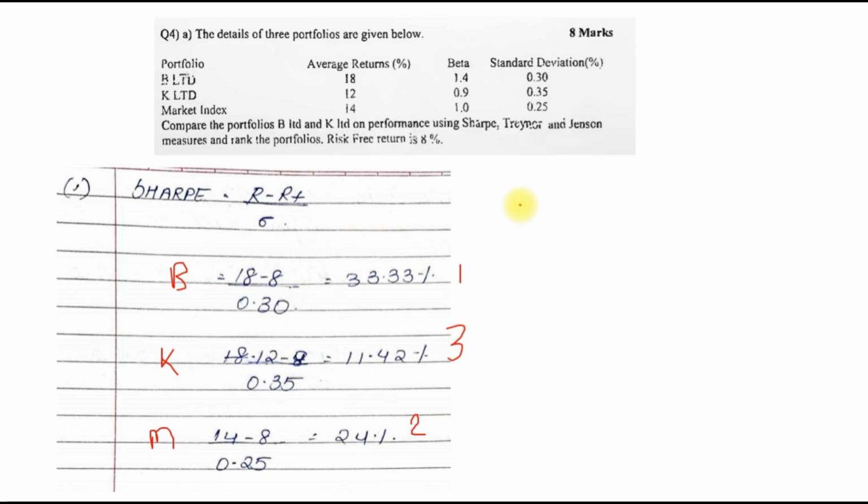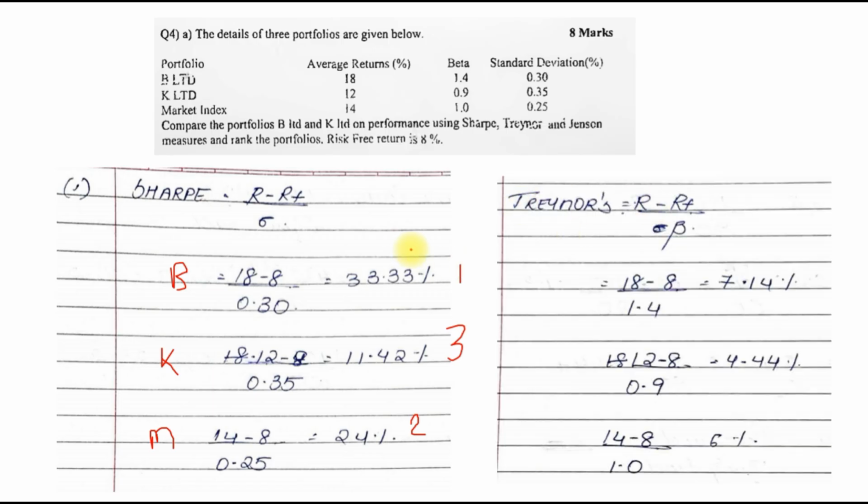Same way for Treynor's measure, the formula is return minus risk-free upon beta. Similarly, 18 minus 8 upon 1.4, 12 minus 8 upon 0.9, 14 minus 8 upon 1. We divide it and we get the values as 7.14, 4.4, 6. Rank 1, 2 and 3. This was B Limited, this is K Limited, and then this is the market index. Okay, this is Sharpe and Treynor.